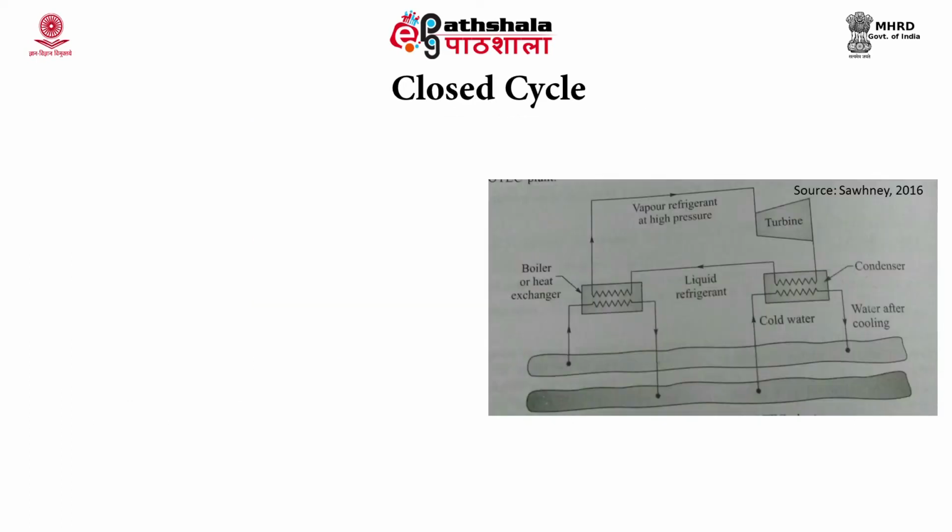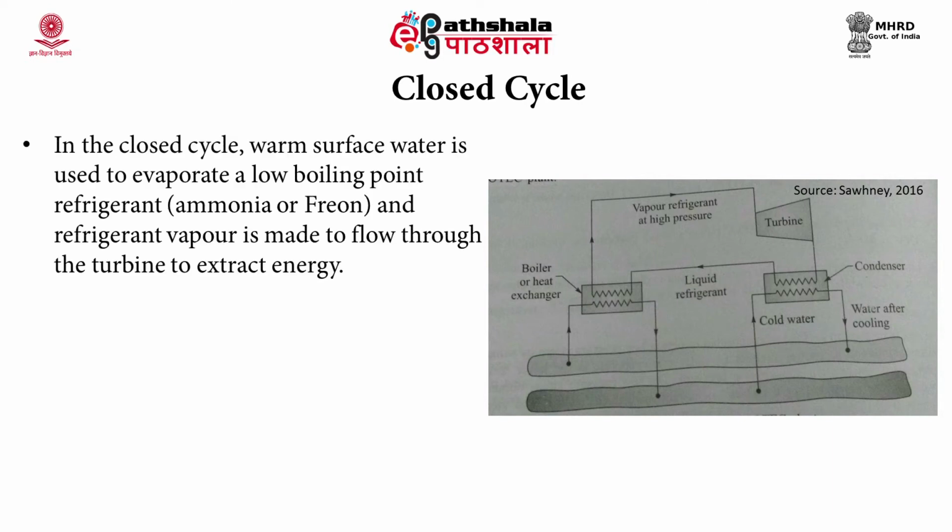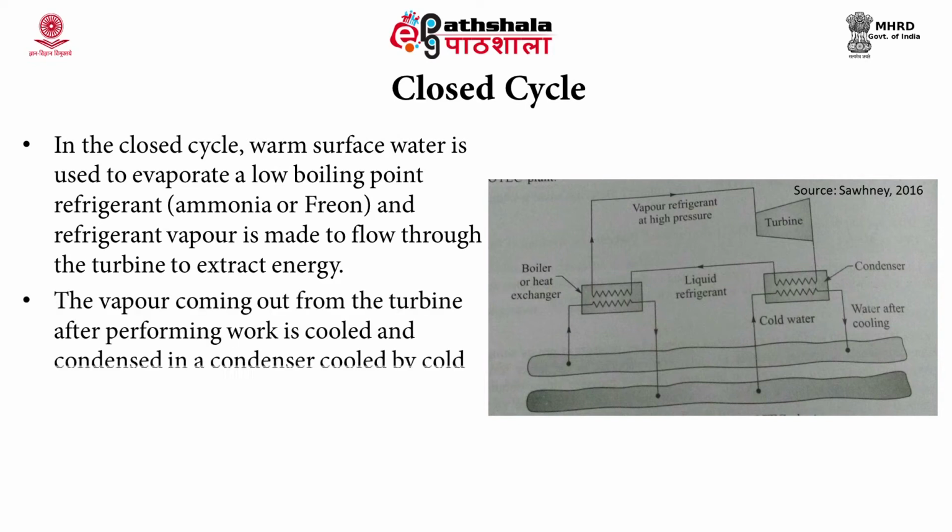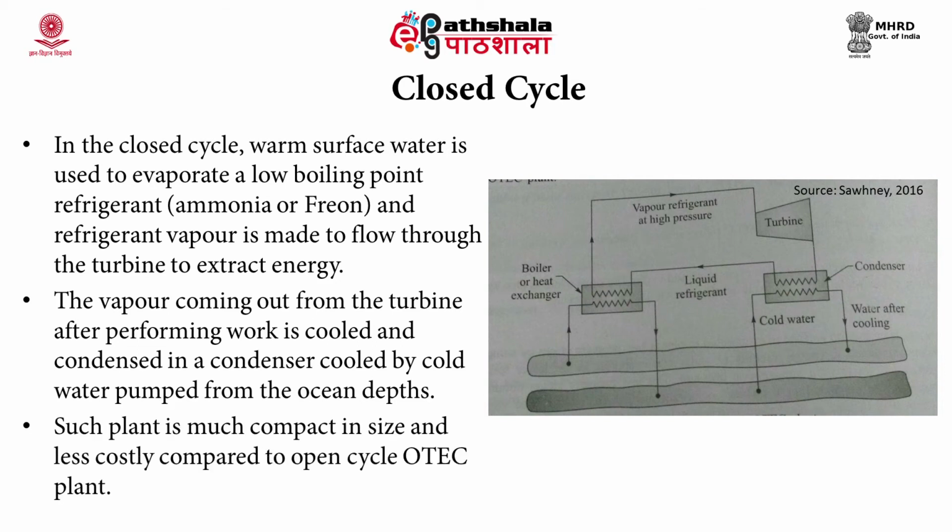Let's see the closed cycle. You can see in the figure, in this cycle, warm surface water is used to evaporate a low boiling point refrigerant. Commonly used refrigerant is ammonia. You can also use freon, and the refrigerant vapor is made to flow through the turbine to extract energy. The vapor coming out from the turbine after performing work is cooled and condensed in a condenser cooled by cold water pumped from the ocean depths. Such a plant is much more compact in size and less costly compared to open cycle OTEC.